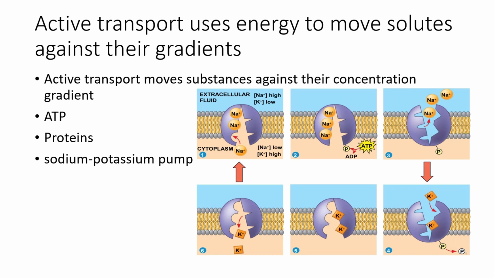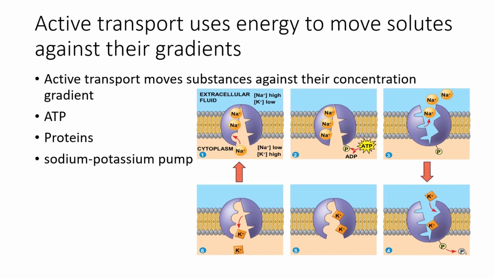Some of these transport proteins can move solutes against their concentration gradients. Active transport moves substances against their concentration gradient. Active transport requires energy, and this energy comes in the form of adenosine triphosphate, ATP. Active transport is performed by specific proteins embedded within the membrane. Active transport also allows cells to maintain concentration gradients that differ from their surroundings.